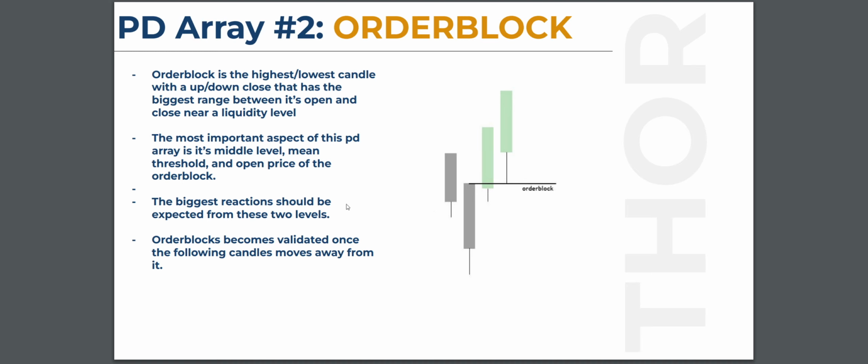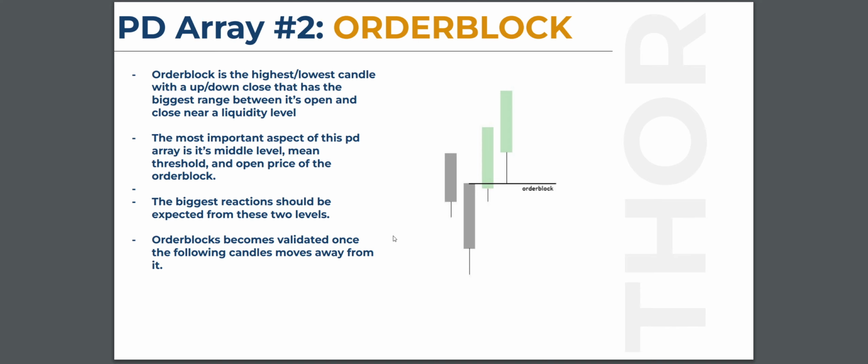And the most important aspect of this PD array is the mid level, which is called mean threshold. So if you pull up your Fibonacci tool and measure the 0.5 or 50% of this candle, that level is called mean threshold. And the open price of this order block, of any order block actually, are the two most important levels, right? You should see the biggest reactions from these two levels.